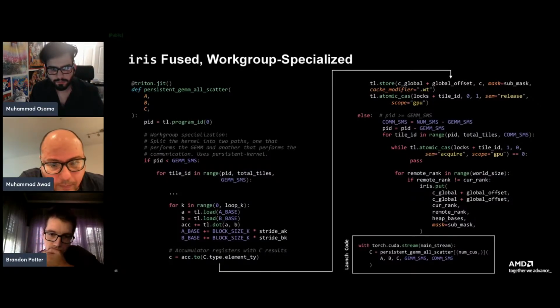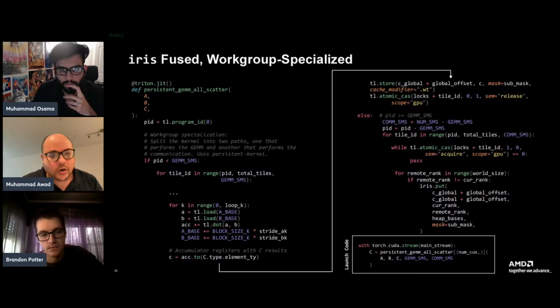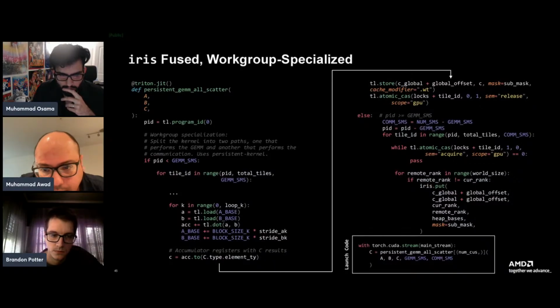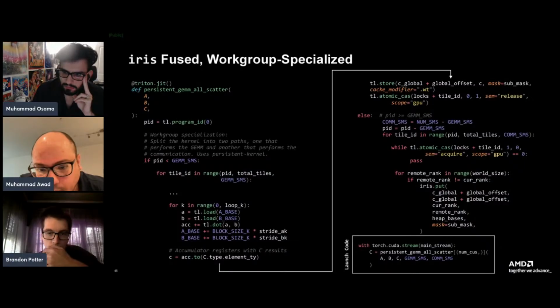So you still have the producer-consumer relationship, but this is happening between two work groups within the same kernel, not two different kernels. So this is just one kernel, and then you have the same relationship. If we look at the top right-hand side, you're storing the C results once you finish, or the partial results, and then you release the lock. And if you scroll down a little, at the consumer side, you're iterating over the tiles and acquiring the lock, with acquire semantics at GPU scope, because we're communicating within the GPU here, and then you just do the all-scatter.